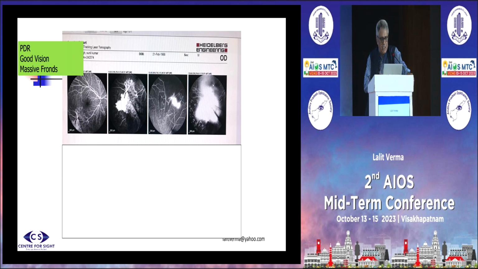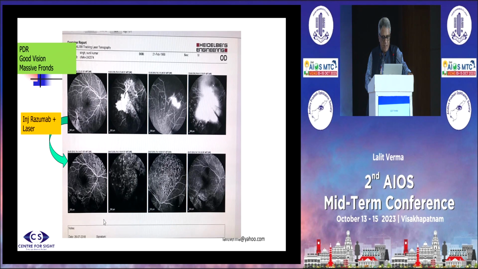So I'll just share how I use injections in patients of PDR. Here is an example, the right eye of a patient. Macula is pretty good, but there are massive fronds, very big fronds, and a lot of non-perfusion areas. So in such patients, I will inject but always depend on laser. So we did inject, you see this frond did shrink, but ultimately we depended on laser.